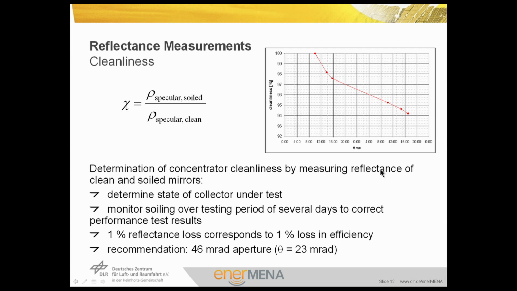This is very important because 1% of reflectance loss corresponds also to 1% loss of efficiency, which is the power output of the power plant. Because soiled mirrors lead to higher scattering, the measurement also becomes less repeatable, and therefore it is recommended to use the 46 milliradians aperture and also to do at least 5 or more measurements to get a reliable average value.